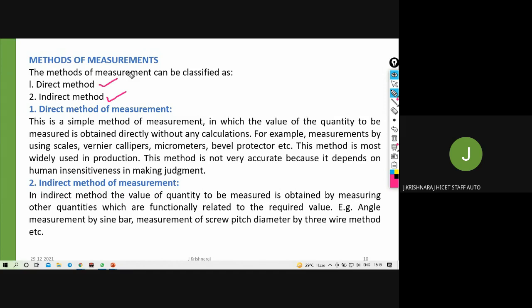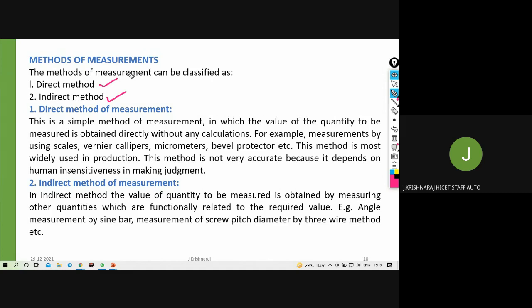Okay, then next is length and height measurements for calculating the angles. So with the help of slip gauges, you can find out the angle of the particular component, which has functionally relevant, required values, right?